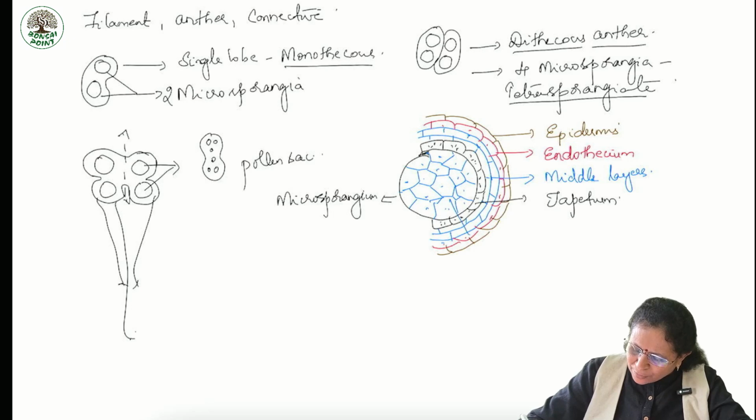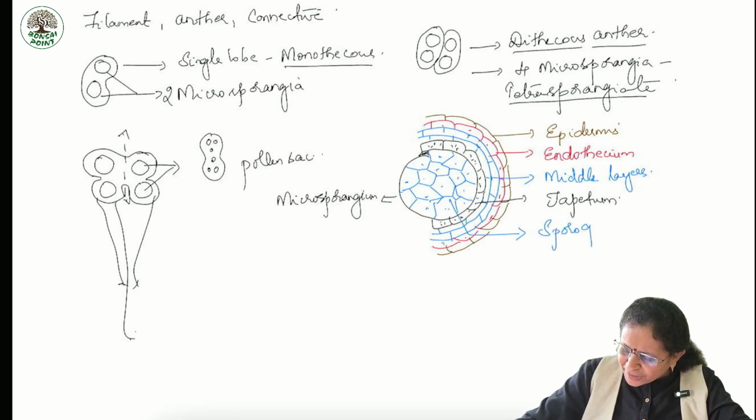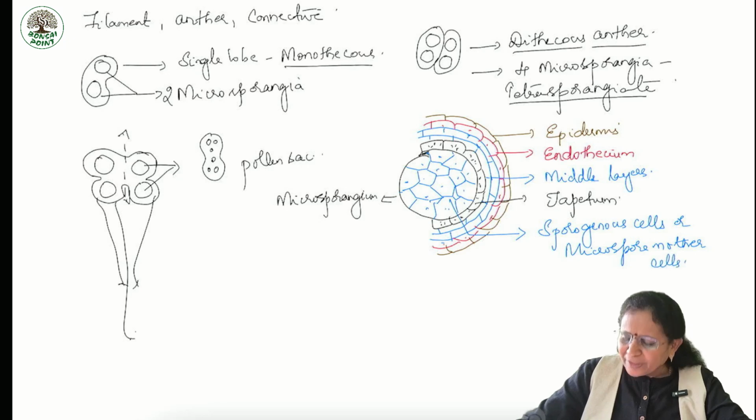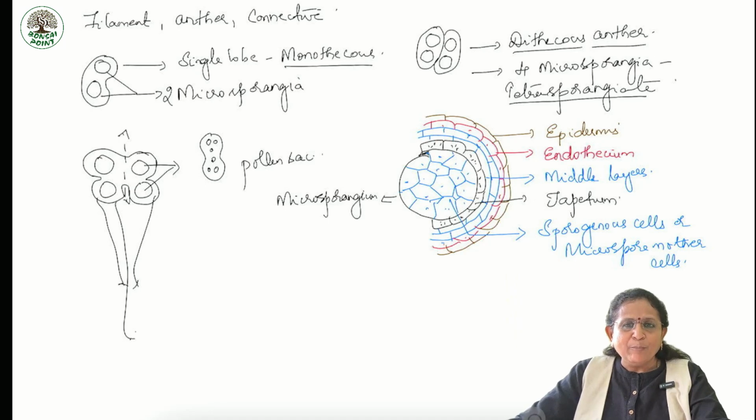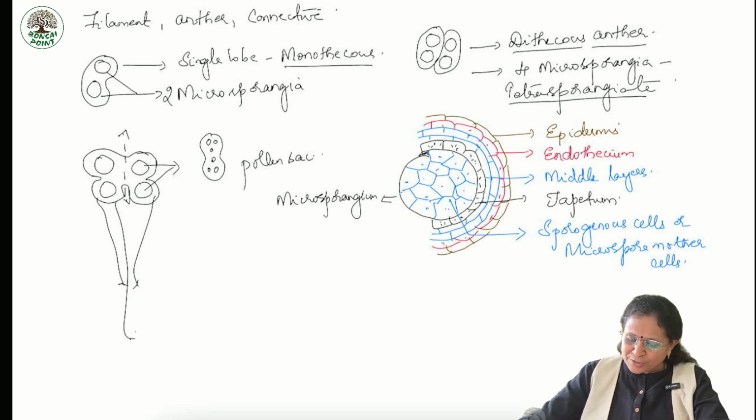Okay, what are these called? They are called sporogenous cells or microspore mother cells, or even pollen mother cells, because in future it produces pollen grains. It is called microspore mother cells because at first it produces microspores.